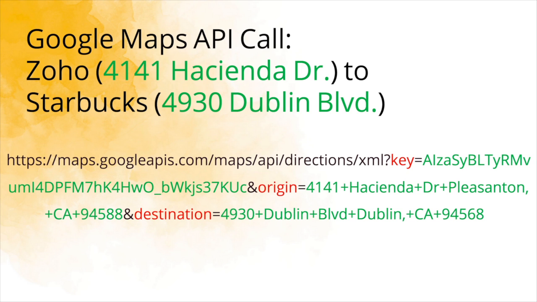Now, I could have just put Zoho and Starbucks, but it doesn't always know which Zoho I'm at and which Starbucks I'm going to. Lo and behold, maybe it wants to pull up the Zoho that's in India and the Starbucks that's in India as well. That wouldn't really be of help to me, so that's why I want to specify the actual address, including the city, state, and zip code.